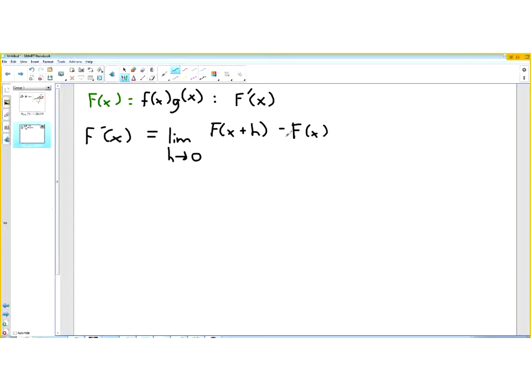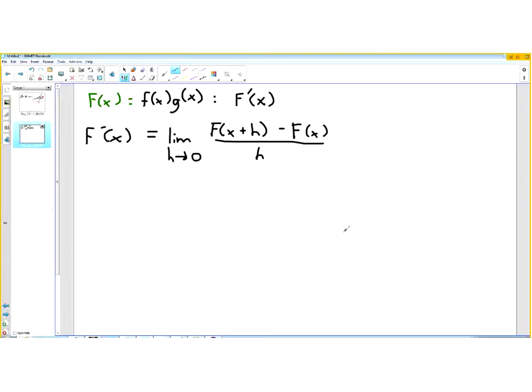Now, of course, there is the assumption that both f and g are differentiable on the domain of differentiability. In other words, we're not sticking an absolute value function in here and trying to calculate the derivative at, say, x equals 0. No, the assumption is that both f and g are differentiable. All right, so here's the definition of the derivative for f prime of x.